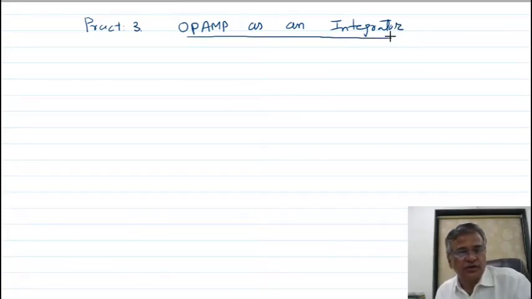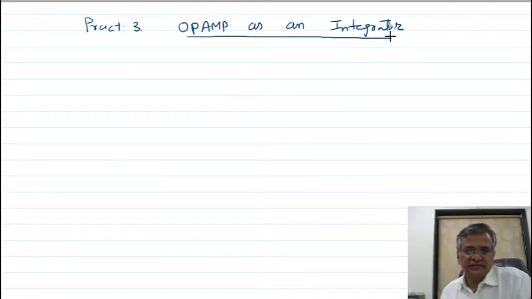Already I have discussed two experiments. The first experiment was the op-amp as an adder and subtractor. The second was the op-amp as a current amplifier. Already we know that mathematical functions like addition, subtraction, integration, differentiation, log, antilog, and sine hyperbolic function can be performed with the help of an operational amplifier.